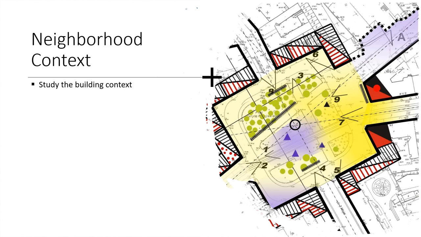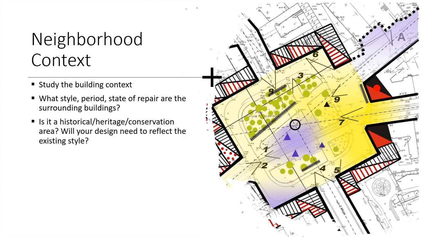You also need to study the building context. What style, period, state of repair are the surrounding buildings? Is it a historical heritage conservation area? Are you going to need to be in a certain type of theme to be able to build a building beside it? Will your design need to reflect the existing style, or you want to contrast it, etc.? What are the surfaces and materials around the site? It's also very important.